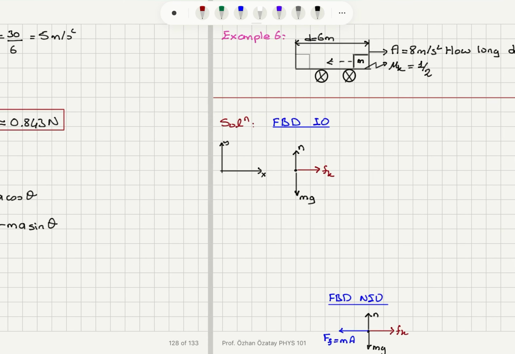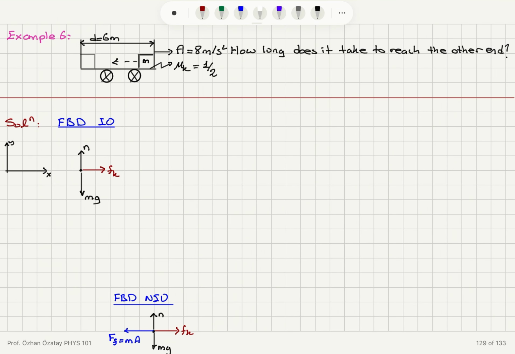Let's move on to another example. Now we have a car, and there's an object inside with mass m. The car is accelerating with 8 meters per second square. Coefficient of kinetic friction between the object and the floor of the car is 1.2, and the distance between two ends is 6 meters, and this object travels from the right hand side to the left hand side.